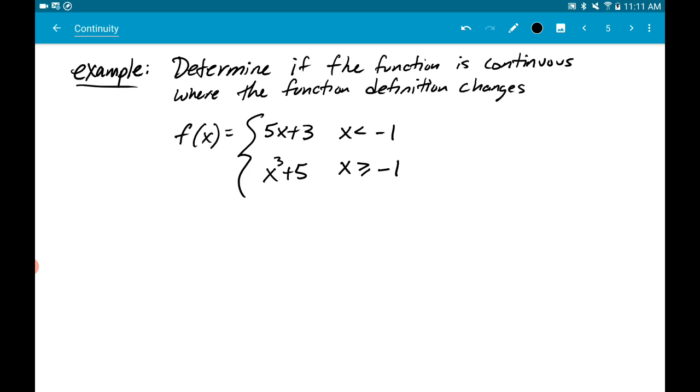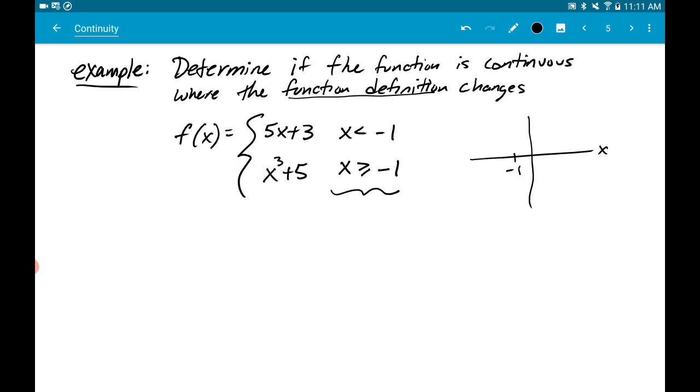Example, determine if the function is continuous where the function definition changes. So the function definition is this idea of we're defining this piecewise function, and we really care about what's happening at -1, on the graph.